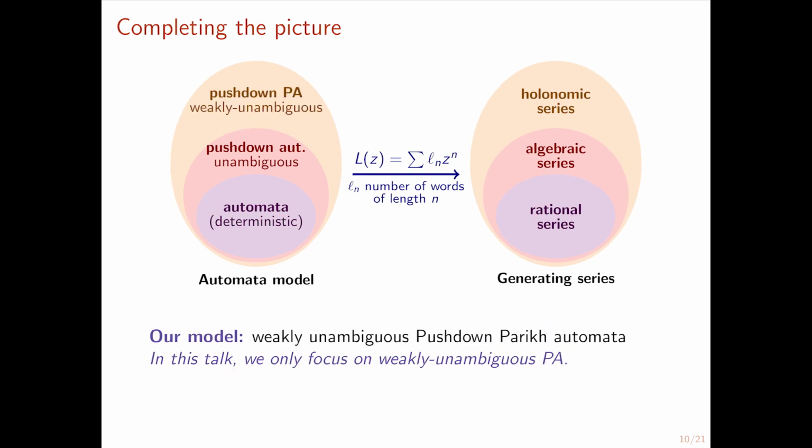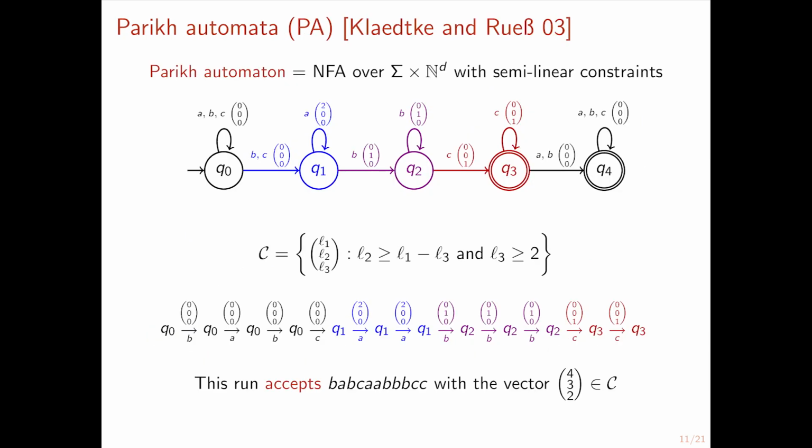The class of automata we propose to extend the hierarchy on the left is the class of weakly-unambiguous pushdown Parikh automata. In this talk, however, we will forget the stack to emphasize the main ideas of the correspondence, so we will only focus on weakly-unambiguous Parikh automata. Parikh automata are a well-studied class of automata in model checking, introduced by Klaedtke and Rueß in 2003.